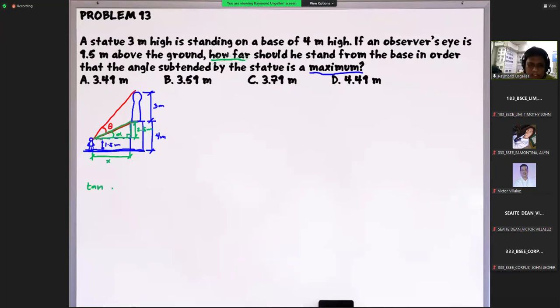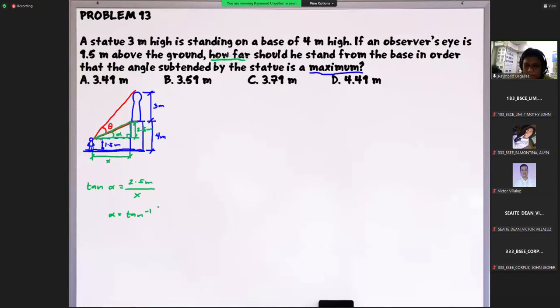Okay, so you will get tangent of alpha. So then this is just equal to the opposite side, that's 2.5 meters, divided by the adjacent side that is given by x. So again, this will be our tangent of alpha. So then alpha will just be equal to arctan of 2.5 meters divided by x. Or gawin ko na lang 2.5 over x.